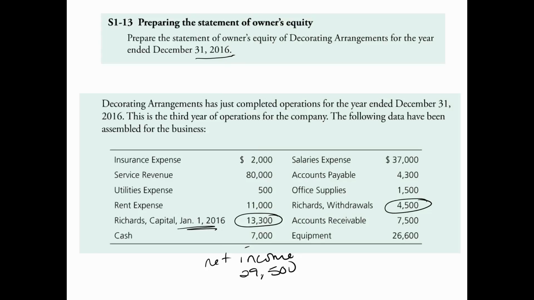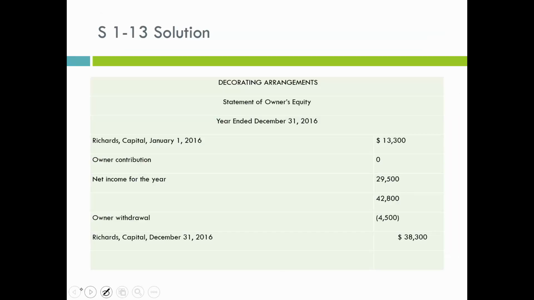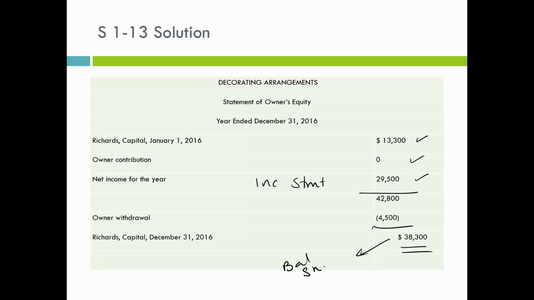So I have the beginning balance, and then what went in was the net income, what went out was the withdrawals, and then I can calculate the ending. So here was my beginning balance. There were no owner contributions. Here was the net income, which came from my income statement, which gives me $42,800. Then the owner's withdrawals were $4,500. So I end up with an ending capital balance of $38,300. And I will use this one on my balance sheet.